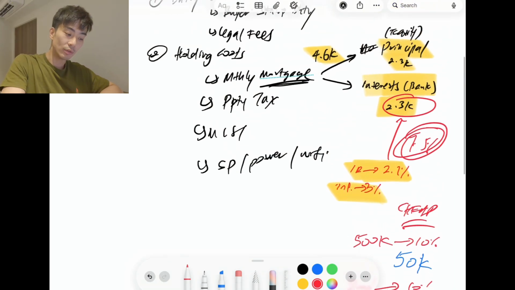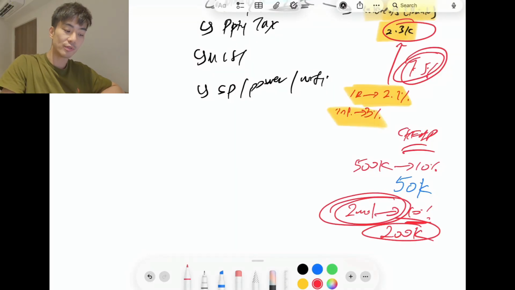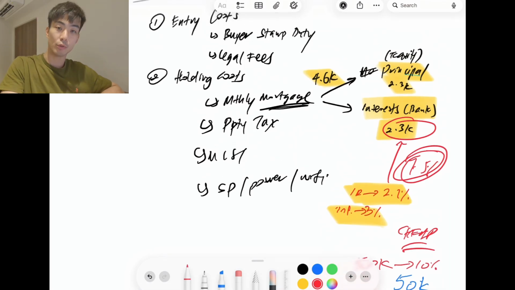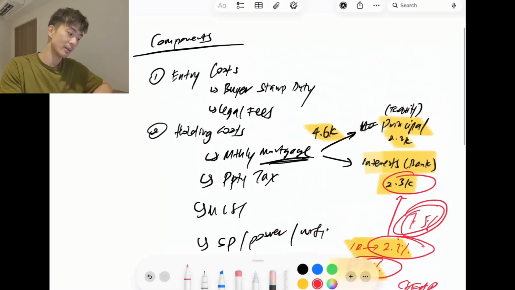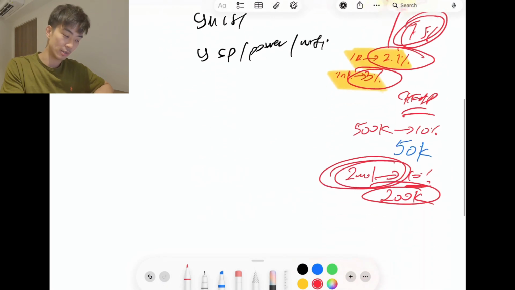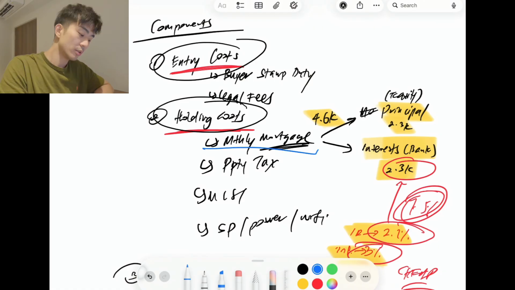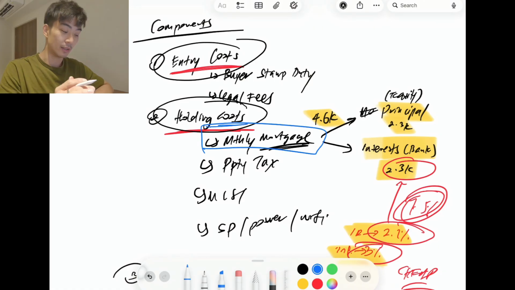Okay, so getting a loan allows you to control a bigger asset value, and as a result, when the market moves, you get to potentially gain a bigger profit. So this is the reason why people use loans to buy property. Okay, so this part over here, we have gone through your entry cost, and then your holding cost. Now, one more thing I'd like to note here is that when you talk about monthly mortgage, I lump it under holding cost, but it really depends.